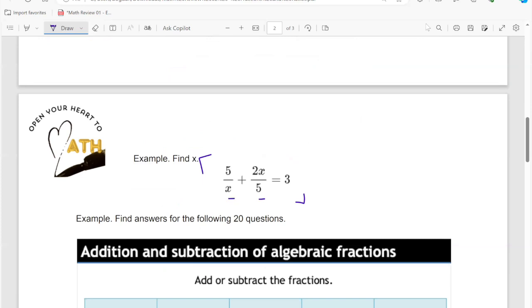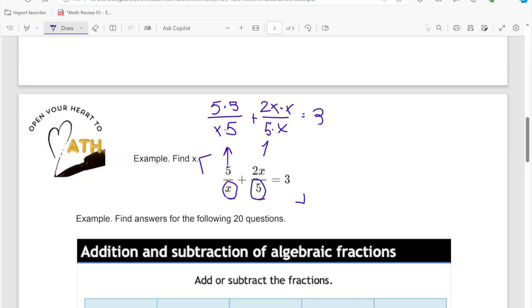They're not the same, so we're going to have to make the denominators the same. I'm going to multiply this by x over x, and I'm going to multiply this by 5 over 5. This fraction is going to become 5 times 5 over x times 5, so multiply the same thing. And then the next one, I have to multiply an x to the bottom, 5, and to the top, 2x. And don't forget there is a 3.